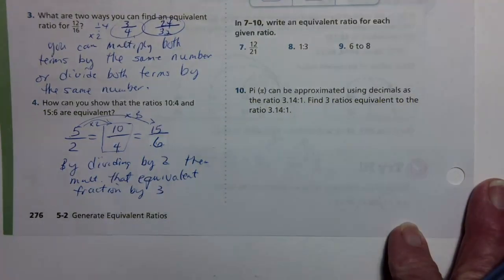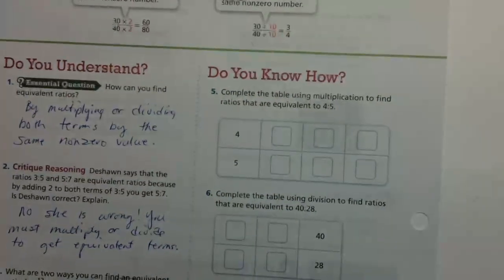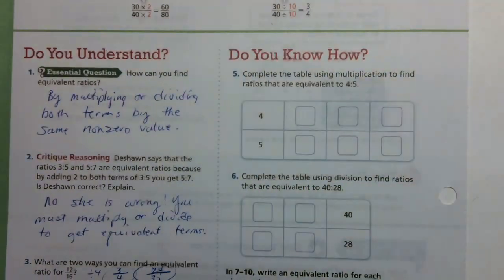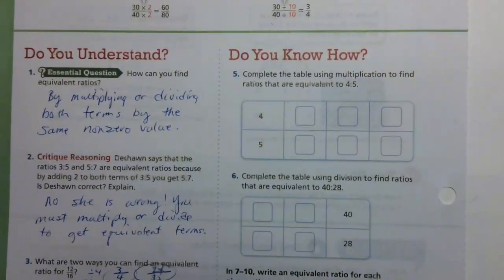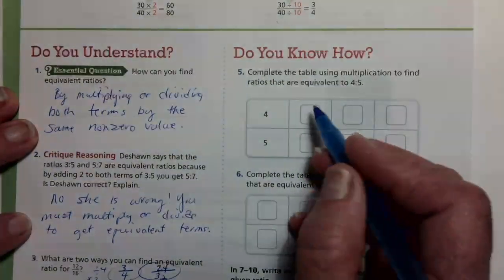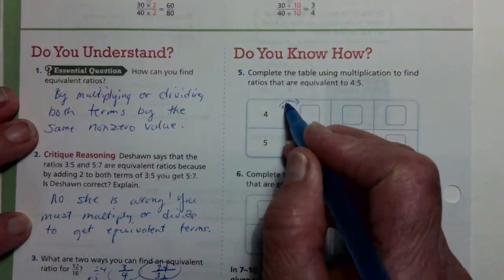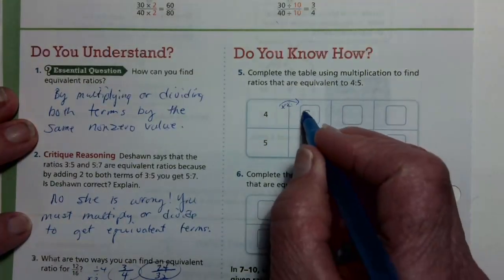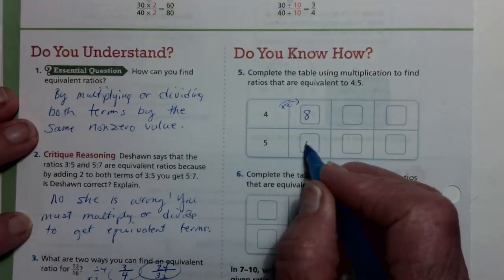Okay, number 5. Do you know how? Complete the table using multiplication to find ratios that are equivalent to 4 to 5. So our first one's going to be times 2. From here to here is times 2. 2 times 4 is 8. 2 times 5 is 10.